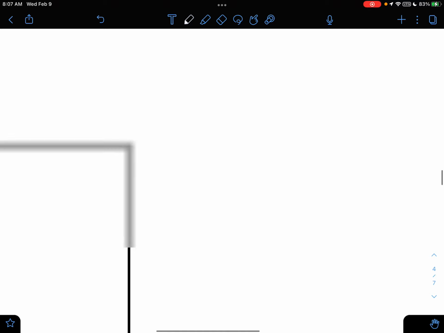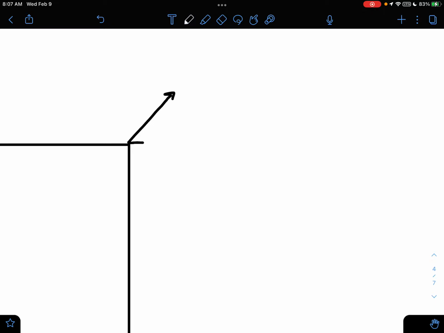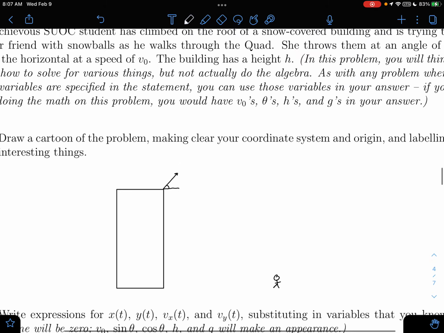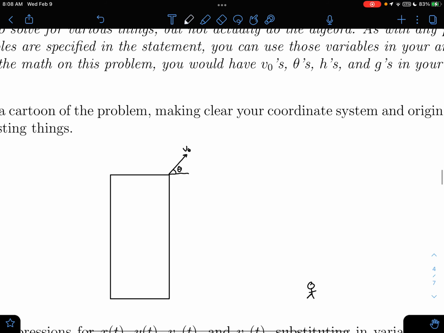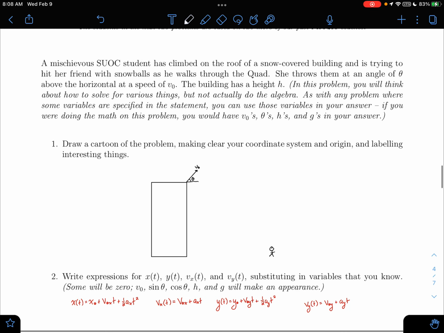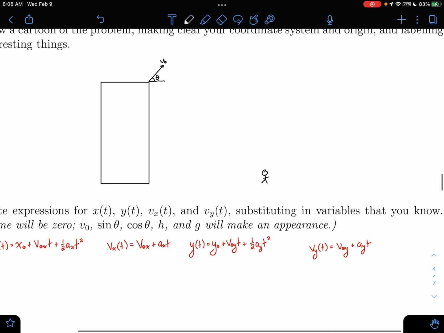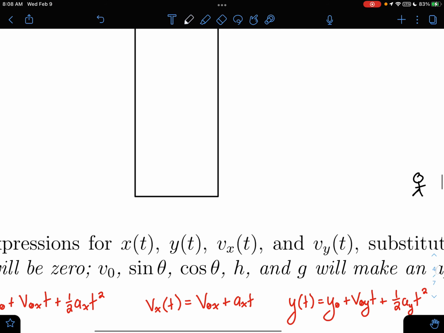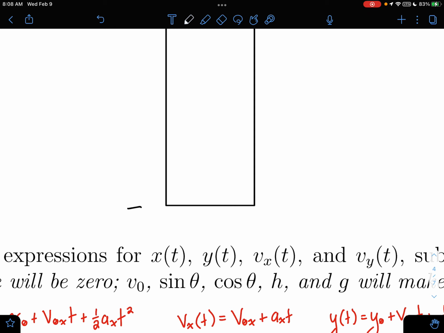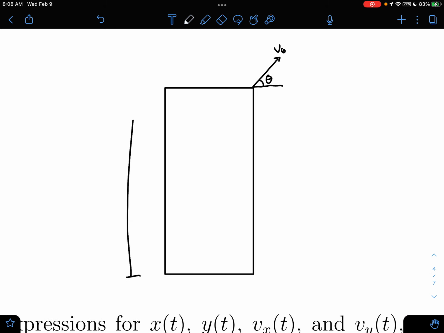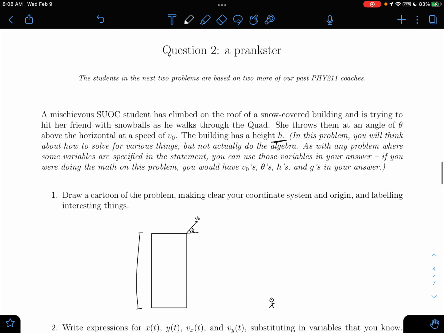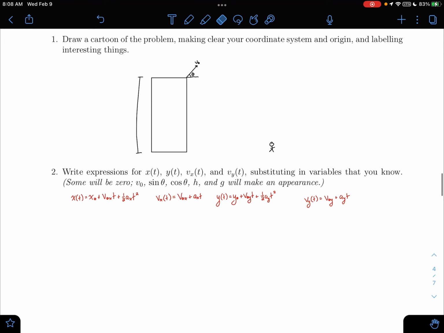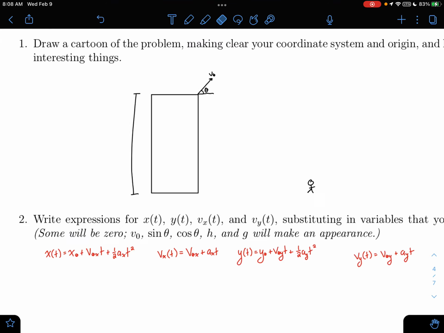And we're throwing the snowballs with some initial velocity. We're given that that's v naught, and we're at some initial theta. Here's our v naught, there's our theta. Now we have to set a coordinate system. I'm going to say that, here's our building, we know that it's a height of h. We don't have any numbers for this problem at all, we're just going to be doing it all with symbols. So there's our height h.